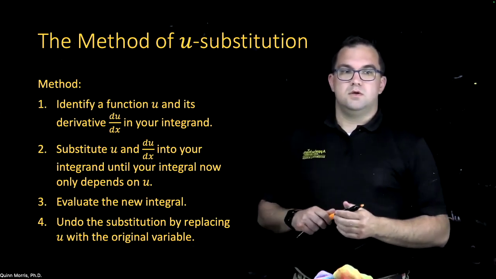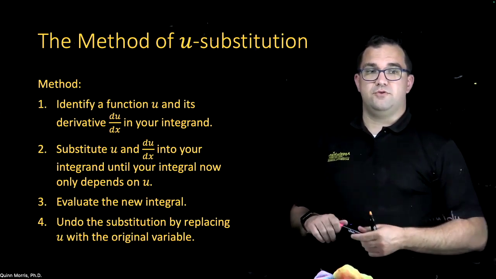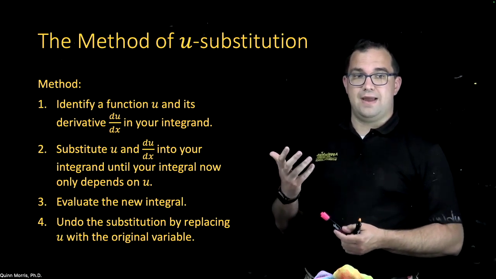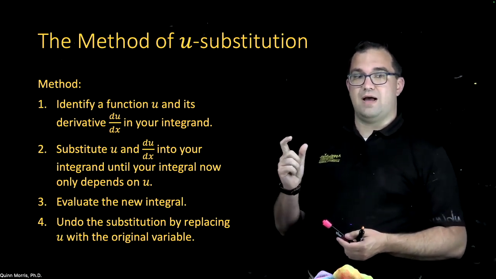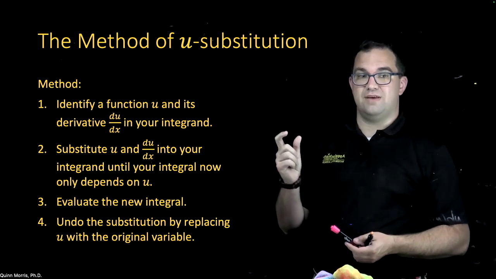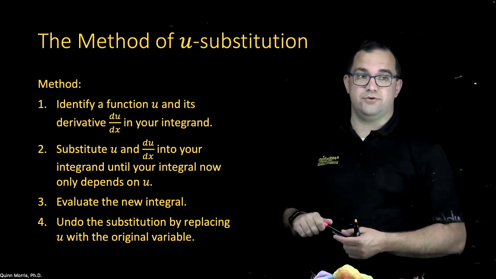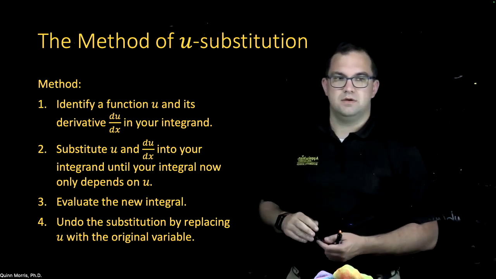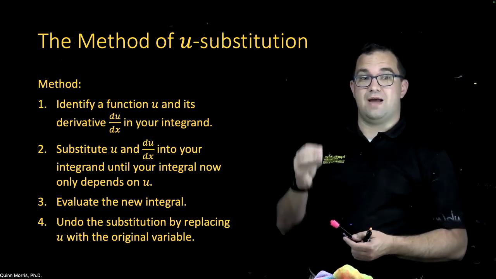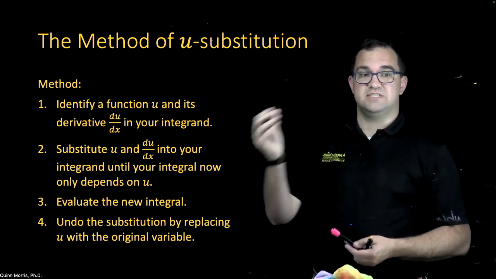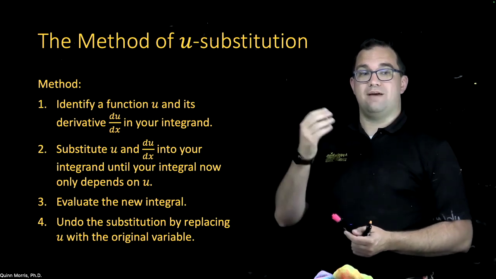All right. So the first thing we're going to do for the method of U-substitution is we're going to look at our integrand and we're going to try to identify some function u and its derivative both sitting inside of our integrand. We're going to look at several examples as we practice this, but we're going to first try to identify a function and its derivative sitting inside our integrand.